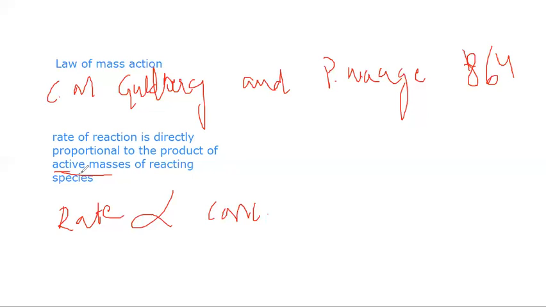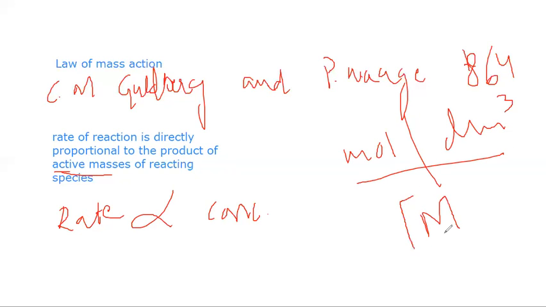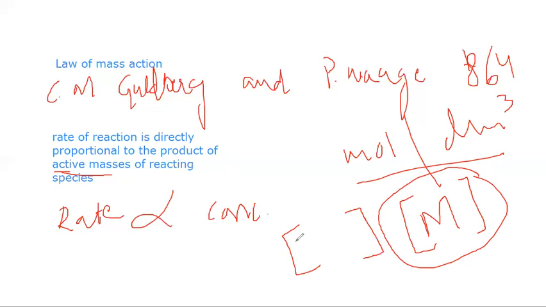According to your book, active mass is basically the concentration in mole per dm cube. As we know, mole per dm cube is molarity. So when you are taking concentration as molarity, then the rate of the reaction is directly proportional to their active masses, to their concentration, that is represented by a square bracket. So while you are writing the concentration in square brackets, that is represented as their active masses, and you are taking concentration as mole per dm cube. So according to the law of mass action, the rate of the reaction is directly proportional to the product of the active masses of the reactants.